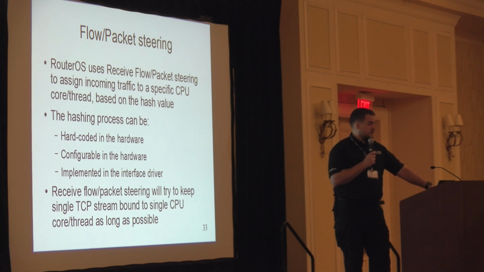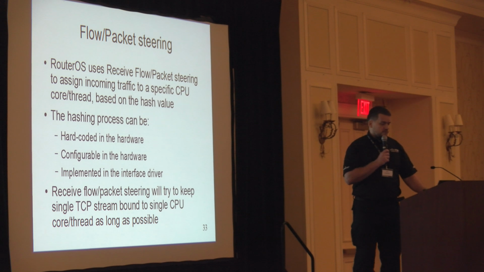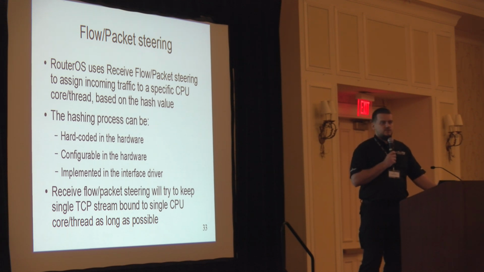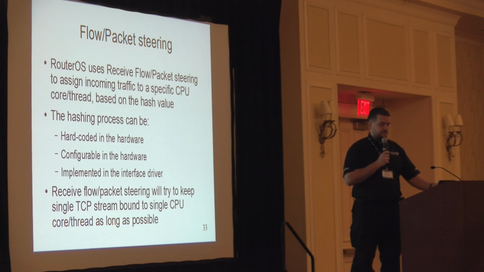And the latest option is that we decide ourselves how to distribute traffic based on these hash values between the cores. And basically the steering in all our products will try to keep a single TCP stream bound to a single CPU core thread as long as possible. So it's possible that when you receive very high speeds and single core load gets to 100%, then it will jump to use the second CPU. But in most cases, it will result in slower speed and it will fall back into a single CPU again.